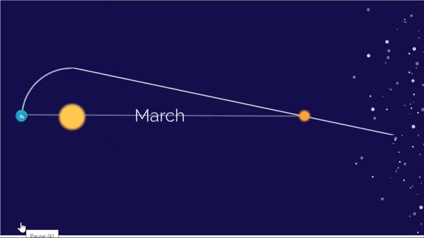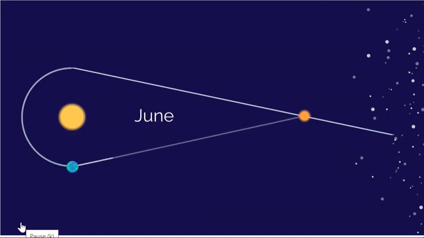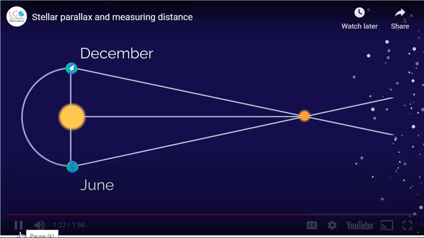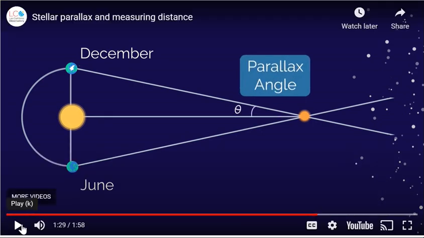If we observe a star when the Earth is at one spot in its orbit, and then wait 6 months for the Earth to move around the Sun to the opposite point along its orbit and observe the star again, we can measure the parallax angle. And in geometry, if you remember, opposite angles are equal. This angle here, from December to June, is exactly the same as this angle here.